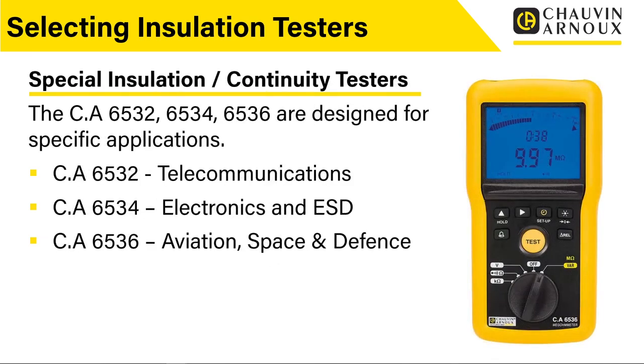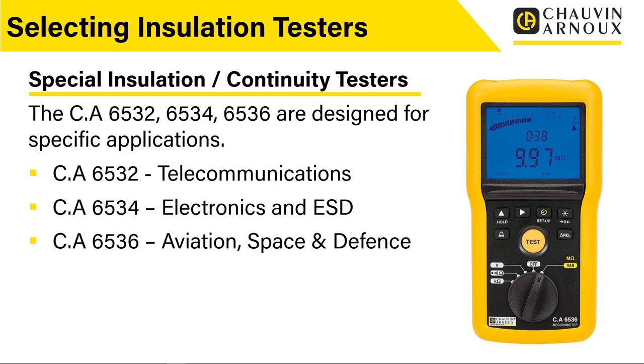Now, we have got testers very similar to the ones we just looked at, and these are also part of the 6.5 range. But this is the 6532, 6534, and 6536. These are designed for specific applications. Sometimes if you're working in a particular field, you don't want all the extra features. You just want it to be very good at doing what you're working on. So the 6532 is designed specifically for telecommunications applications, testing at 50 volts and 100 volts DC.